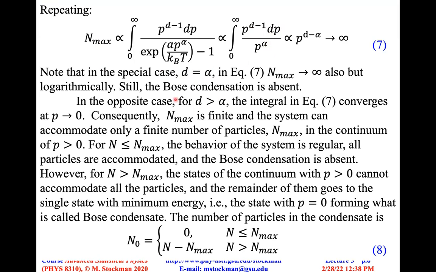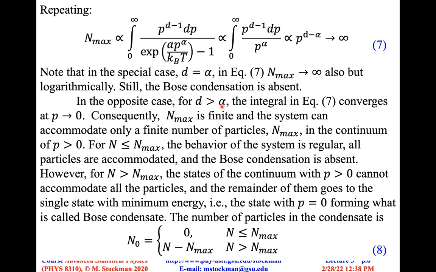So Bose condensation occurs when this integral converges, and this occurs when d is greater than alpha, so the dimensionality of the space is greater than the index of the dispersion. In such a case, Nmax is finite, so the system can accommodate only a finite number of particles in the continuum of p greater than 0. If n is less than Nmax, the behavior is completely regular. All particles are accommodated and the Bose condensation is absent.